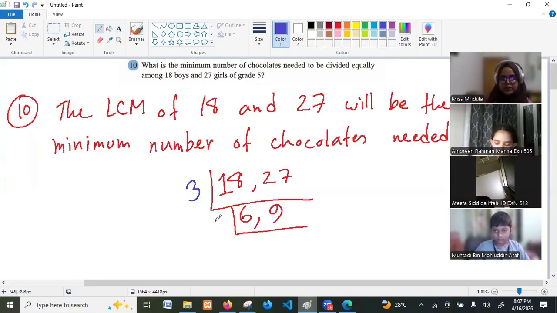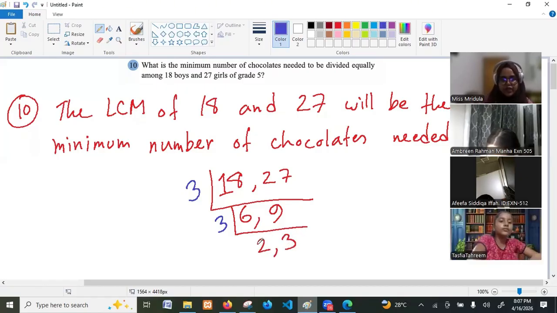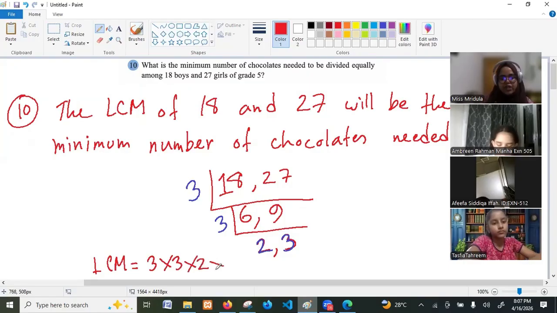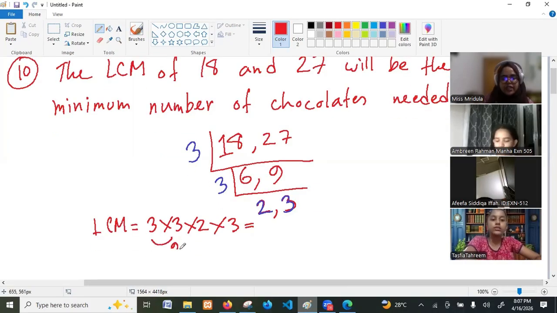So we can take 3 again. So 3 2s are 6, 3 3s are 9. Can I take any more? No. Cannot, because 2 and 3 both are prime numbers. So we can stop over here and we can write LCM is equal to all the numbers as we are doing the LCM. So 3 times 3 times 2 times 3. Okay, so what it will be, 3 3s are 9, 9 2s are 18, 3 8s are 24, 3 1s are 3, 4, 5, 54.